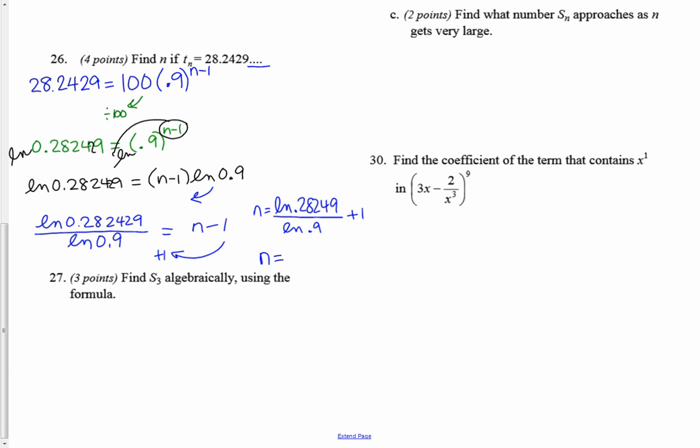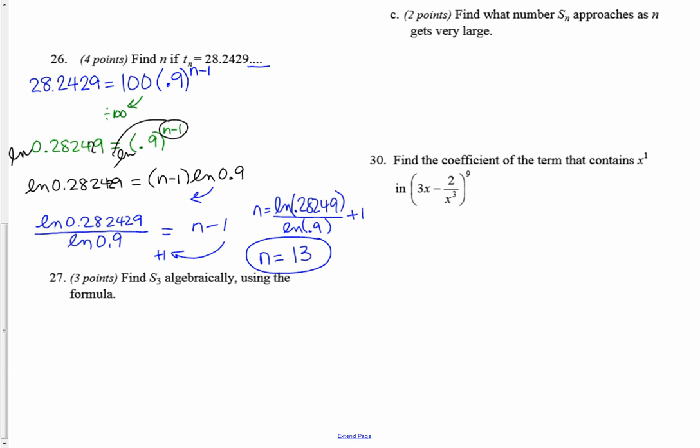If I type that stuff into my calculator, make sure again that you close parentheses if you're using your TI around your natural logs. That would give me 13.0000, so I can tell 13 is the number of terms. I could also go back and I could find the terms individually using the recursive formula on my calculator just to verify that this checks out, and that should work.